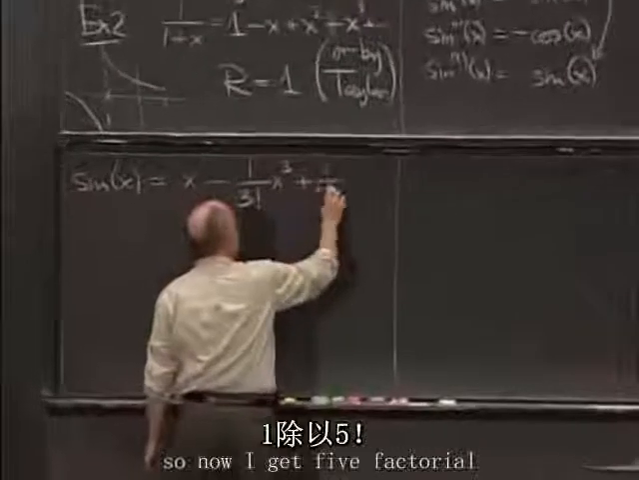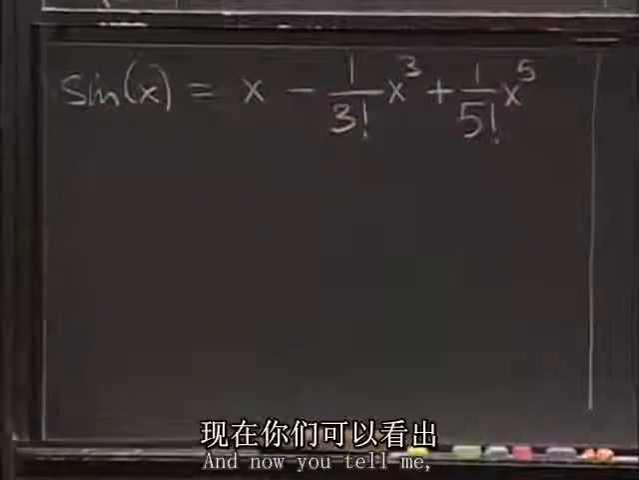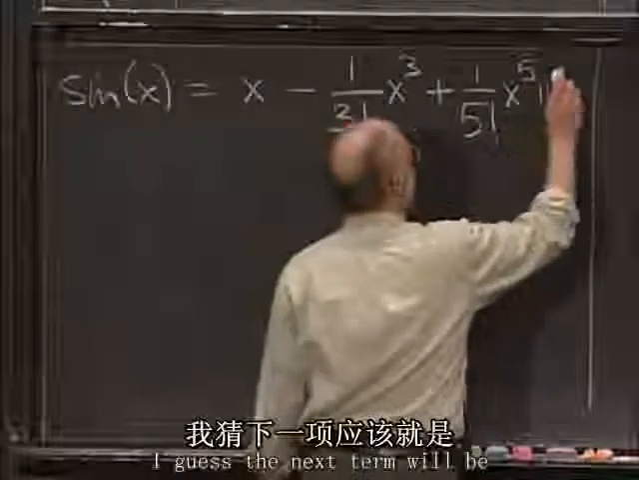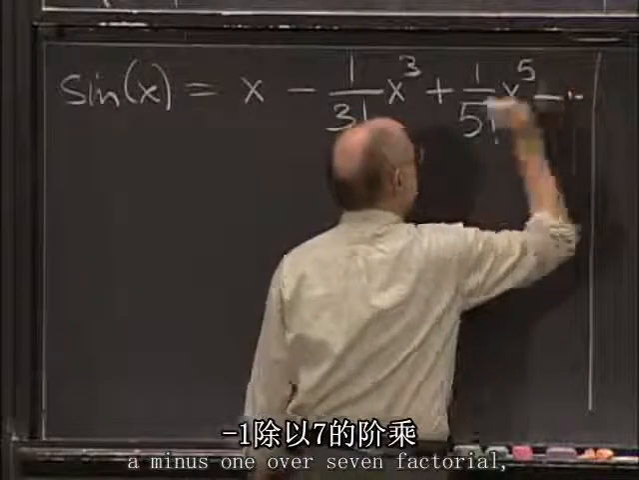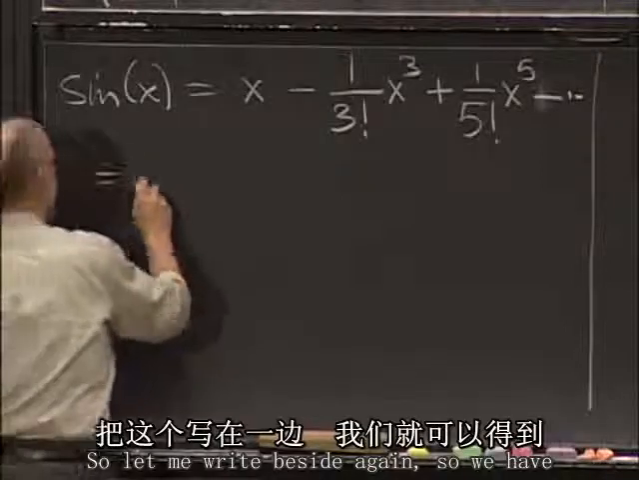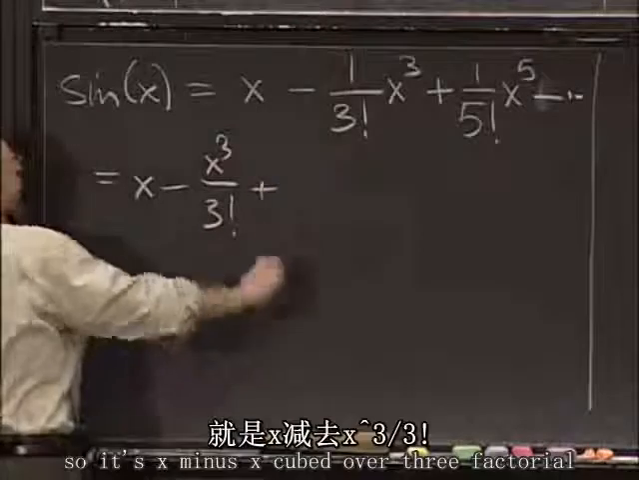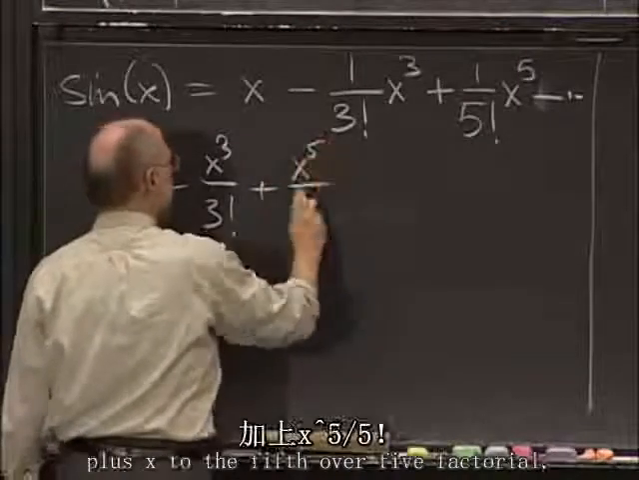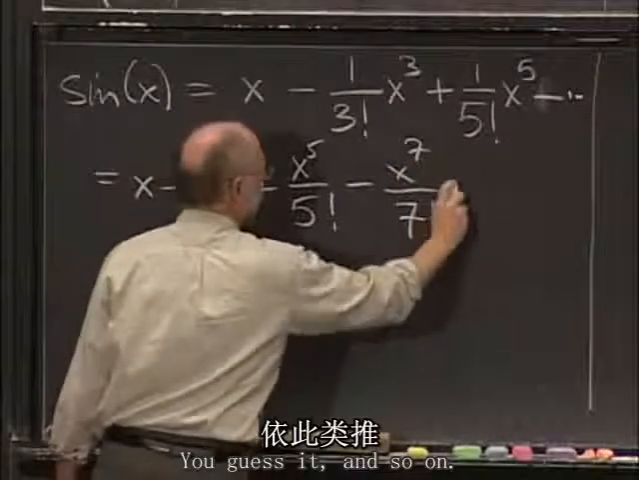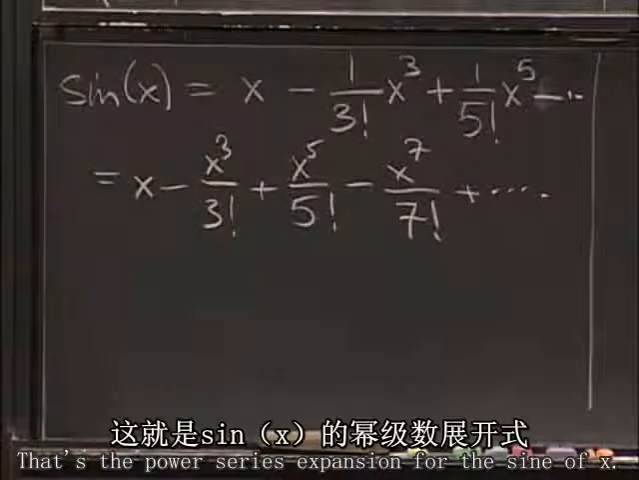So now I get 1 over 5 factorial times x to the fifth. And now you tell me, have we done enough terms to see what the pattern is? I guess the next term will be a minus 1 over 7 factorial, x to the seventh, and so on. Let me write this out again. So it's x minus x cubed over 3 factorial plus x to the fifth over 5 factorial. You guessed it, and so on. That's the power series expansion for the sine of x.